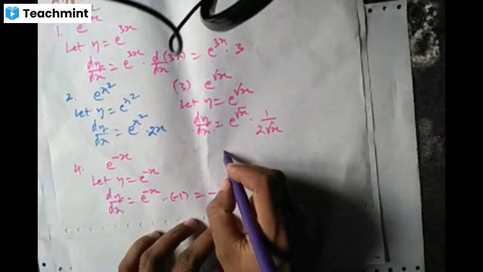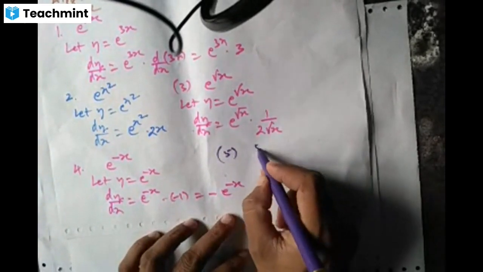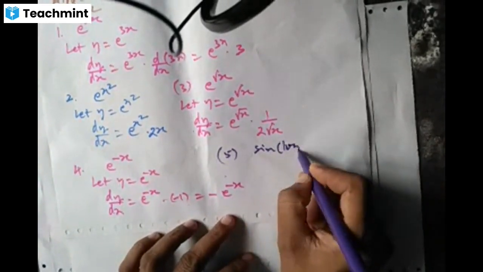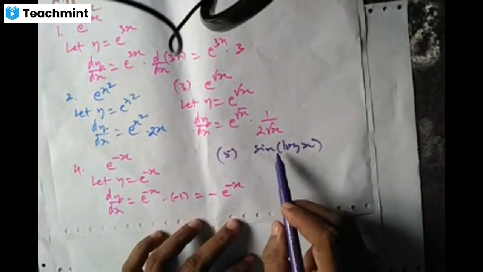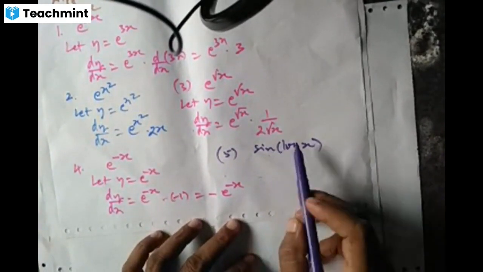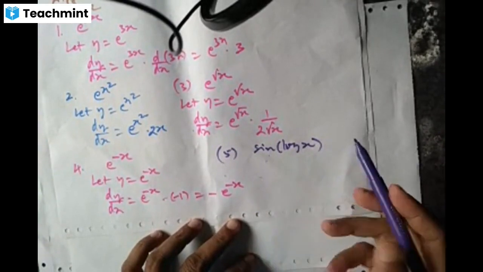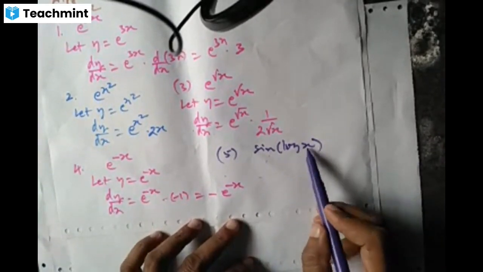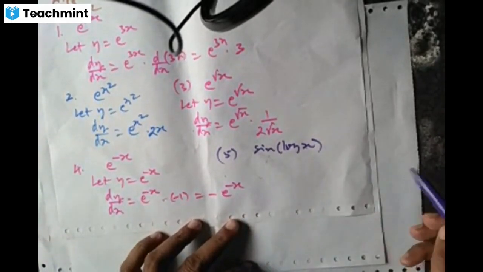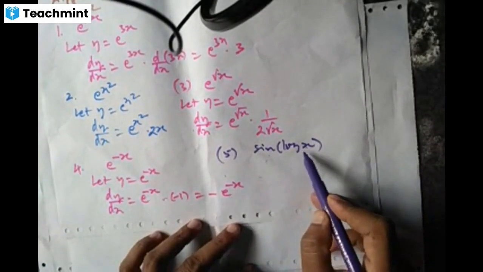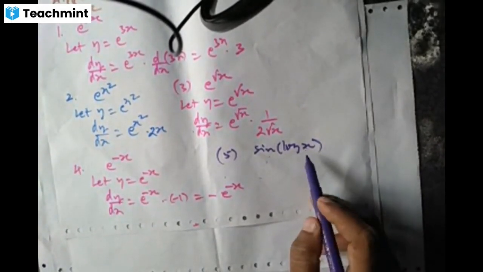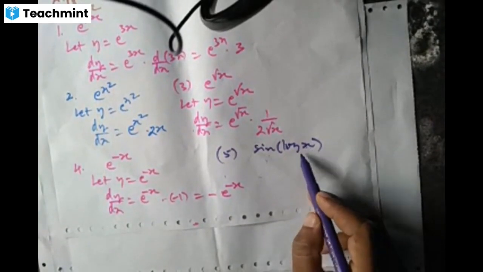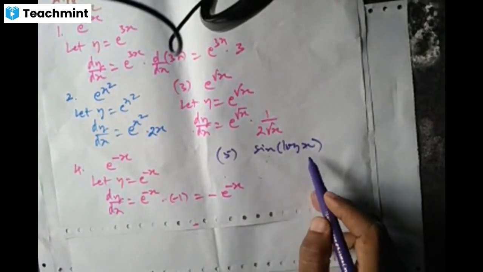Okay. Next, problem number 5. The given function is sine of log x. Clearly the given function is function of function. It is the composition of functions log x and sin x, right? Here base is not given. If base is not given, it must be understood that base is e. Log x means it is actually log x to the base e. It is the natural logarithm.